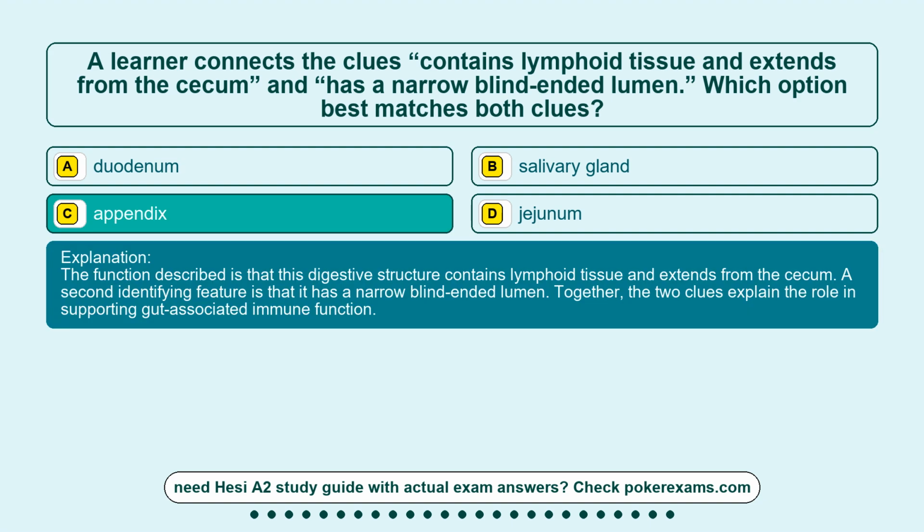The function described is that this digestive structure contains lymphoid tissue and extends from the cecum. A second identifying feature is that it has a narrow blind-ended lumen. Together, the two clues explain the role in supporting gut-associated immune function.